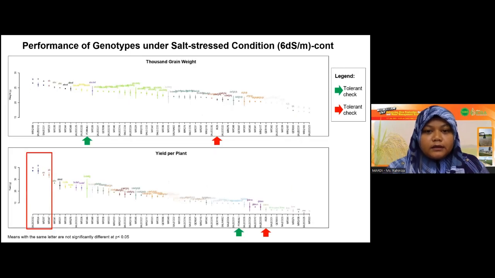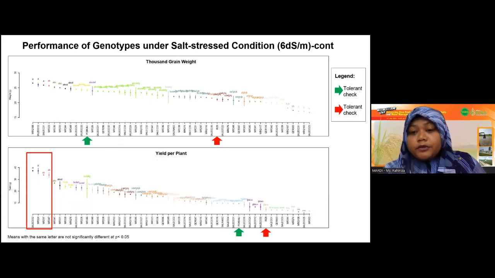Okay. And then we go for the yield component, 1,000 grain weight. Okay. So we can see here MRQ108 for 1,000 grain weight. However, it has a lower yield per plant. So maybe have some issue with the spikelet sterility. Okay, so for yield per plant, we found that Saltol 32. This is from AsenRasNet entry. We found that this is the tolerant check from India, CSR 28. Okay, so if these varieties perform well in Malaysia, we can introduce to our farmers in future.